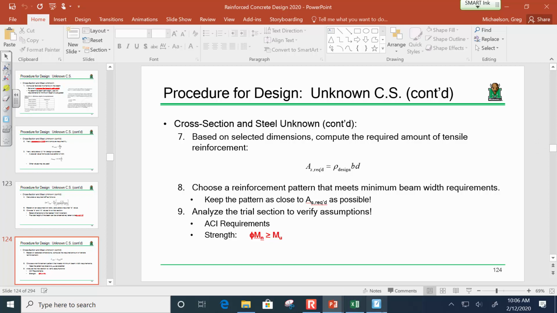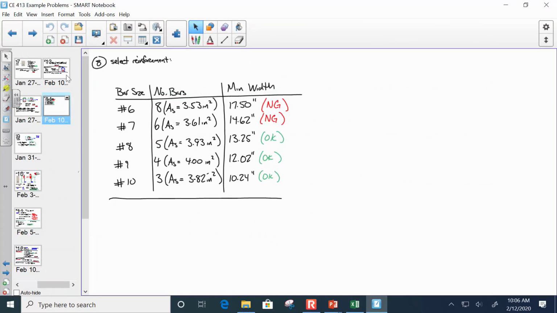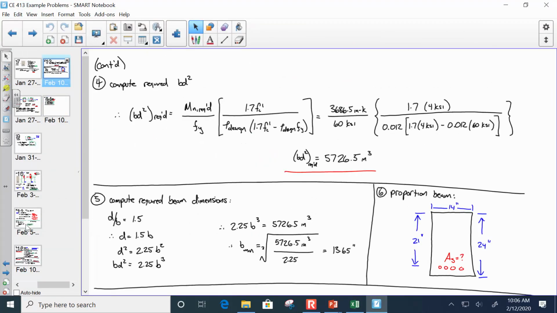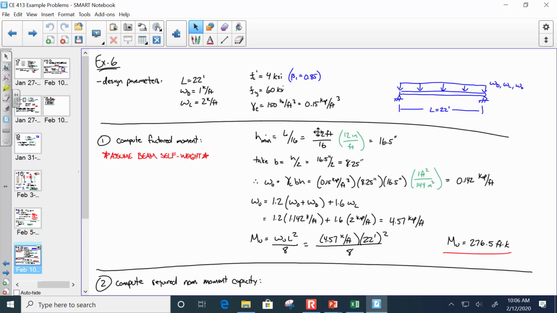And that's sort of where we left off last time. Let me go back to here. So here was our beam, a simply supported beam with a uniformly distributed load. With this situation, we can use wL squared over 8 all day long. We had a 22-foot long beam with 1 kip per foot in dead load, 2 kips per foot in live load. Now that doesn't include the beam self-weight, so we had to guess something, and came up with about 276.5.